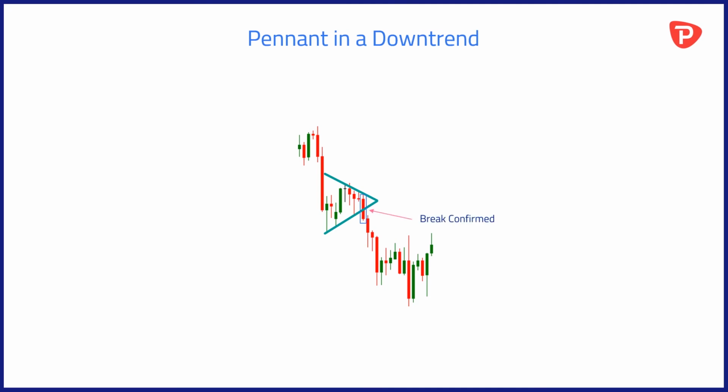The candle that broke out and closed outside the bottom of the pennant is marked in the blue box, and now the distance can be measured between the consolidation area and the bottom of the pole. The same distance is projected out at the area where price broke out, which provides the expected take profit level, and the stop loss can be placed just above the top of the pennant.